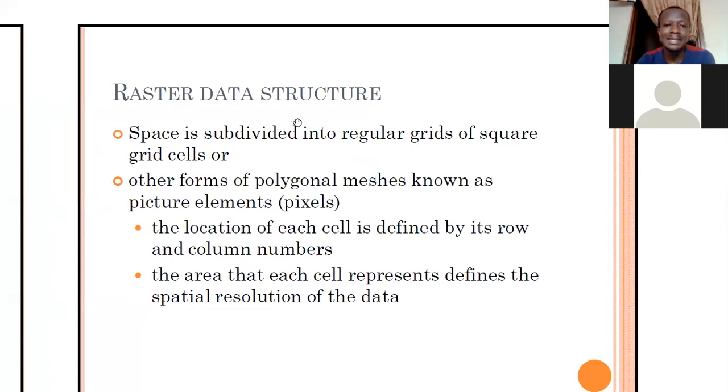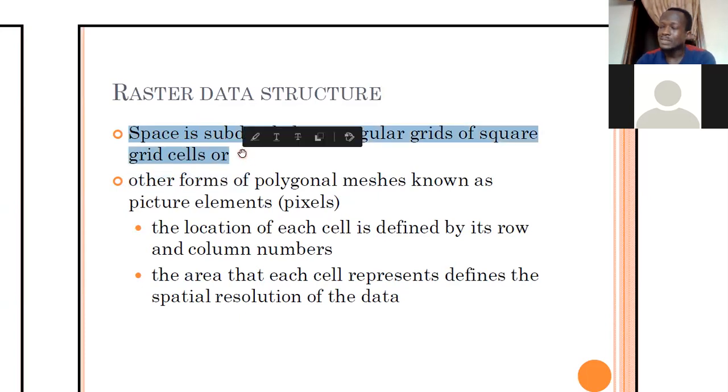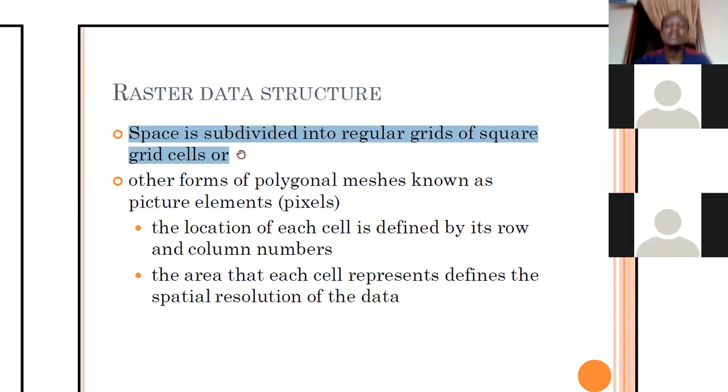Space is subdivided into regular grid squares. Space, panoramic space, geographic space, whatever space you have around you, your environment, it is subdivided. The raster data structure makes sure that space is subdivided into regular grids or square grid cells. It's like a tautology, but basically that is what the raster data structure does.